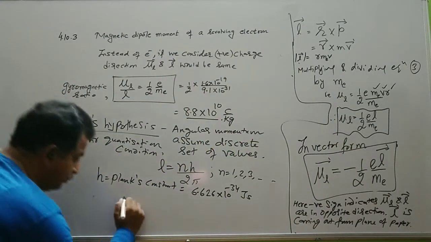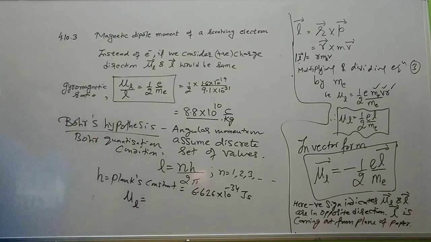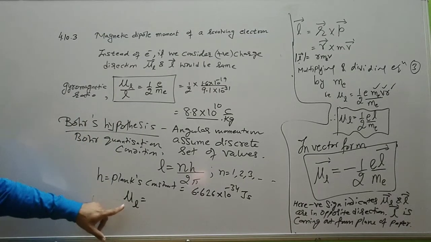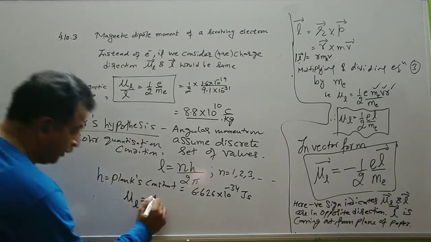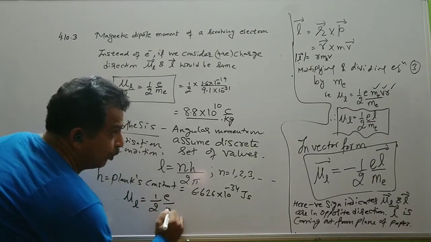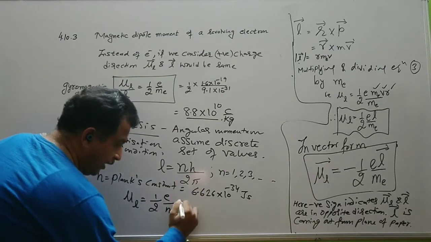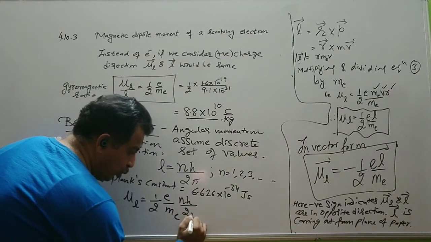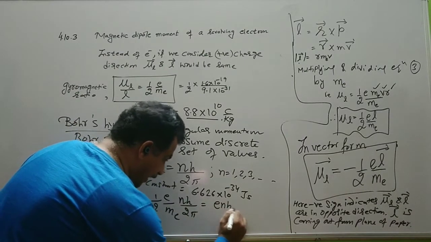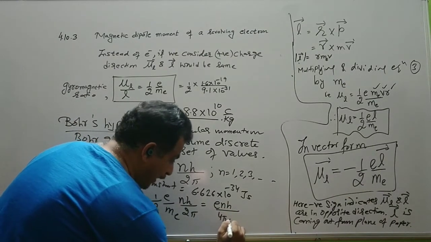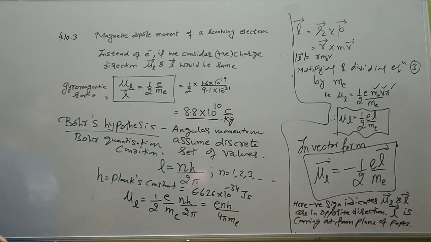So mu L becomes, if we use the Bohr hypothesis, then the atomic dipole moment, so at atomic level the atomic dipole moment becomes half e upon me. In the place of L I write nh upon 2 pi. Therefore this becomes e n h upon 4 pi into me. This is the situation at an atomic level.